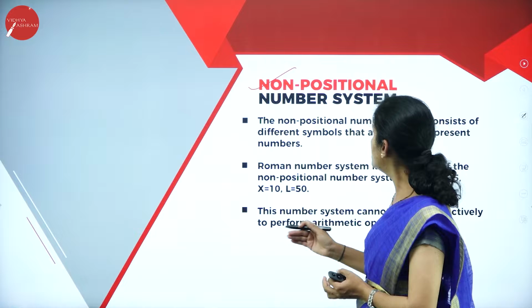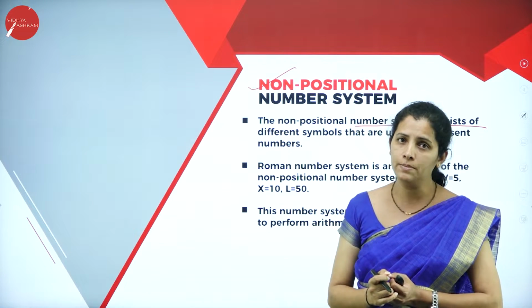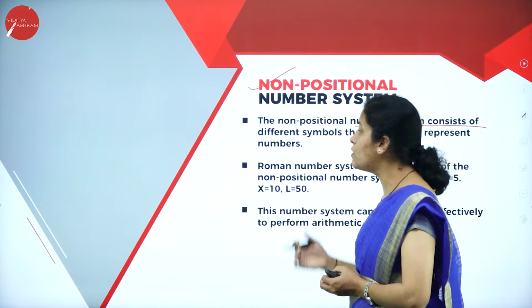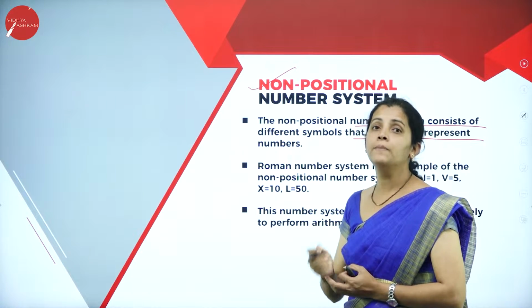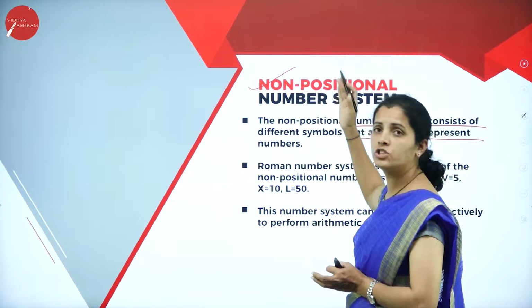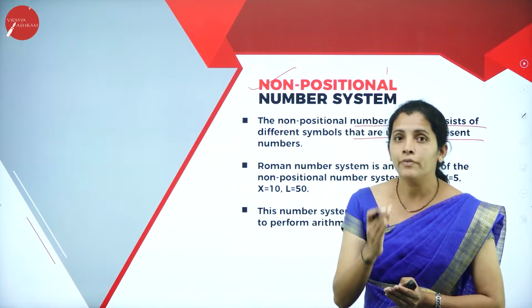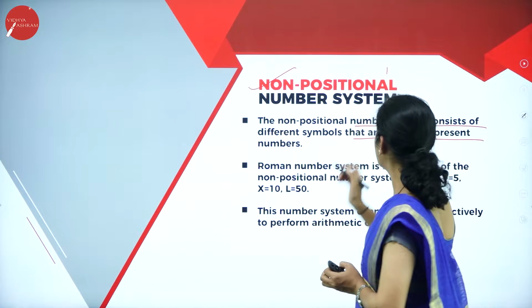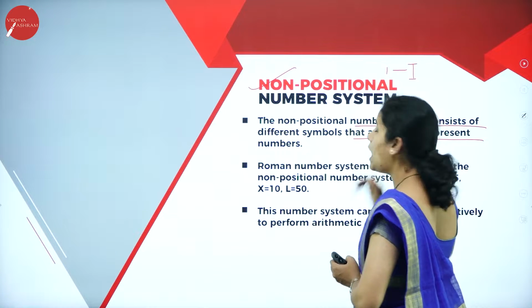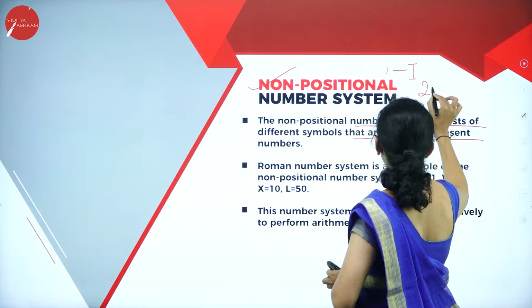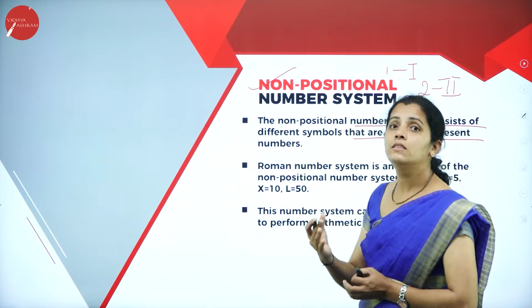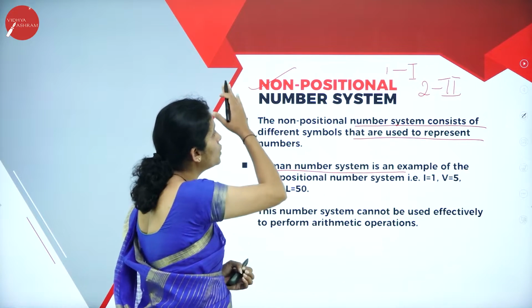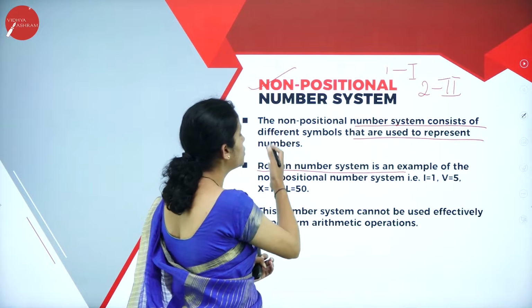So, dear student, let's see what is the non-positional number system. Here, the non-positional number system consists of different symbols. I repeat, non-positional number systems are made by using different kinds of symbols that are used to represent the numbers. The best example for the non-positional number system is our Roman numerals. If I want to represent number 1 by using Roman numerals, then how can I represent it? Here, I'm going to have capital letter I. For 2, I'm going to write the same capital letter I twice. For 3, three times. So, what is the best example for the non-positional number system? That is none other than Roman numerals.